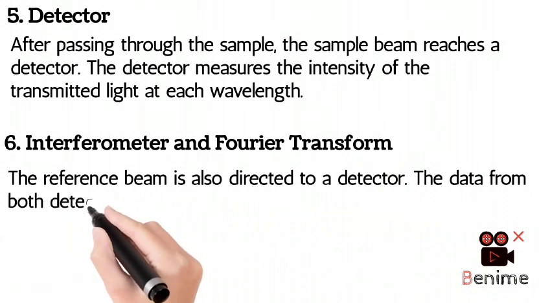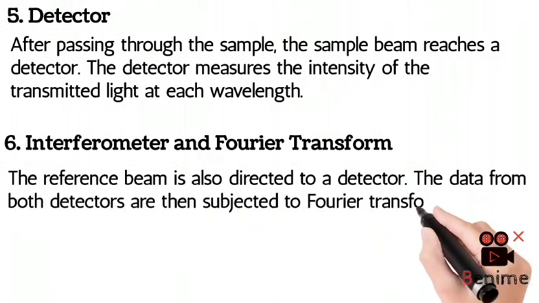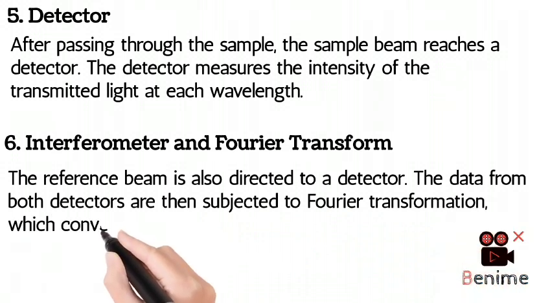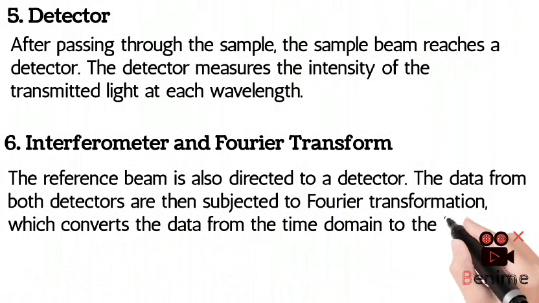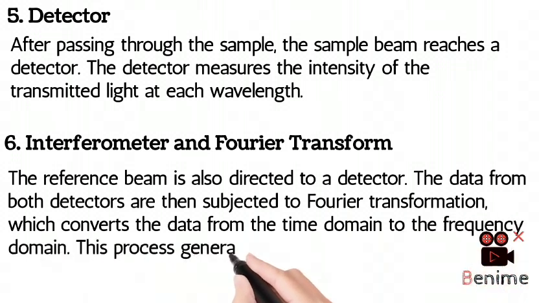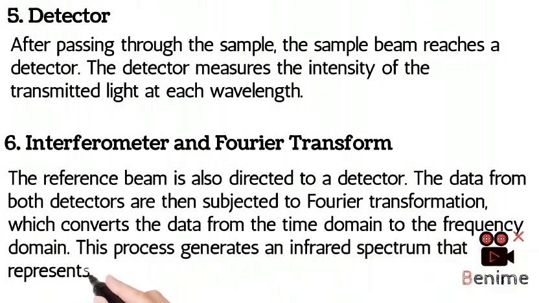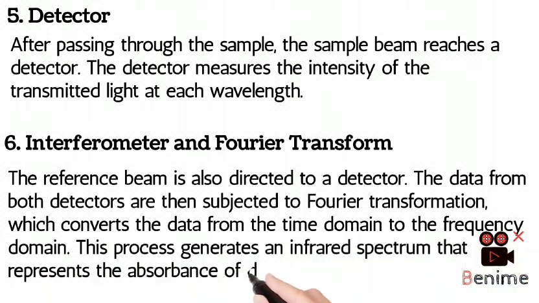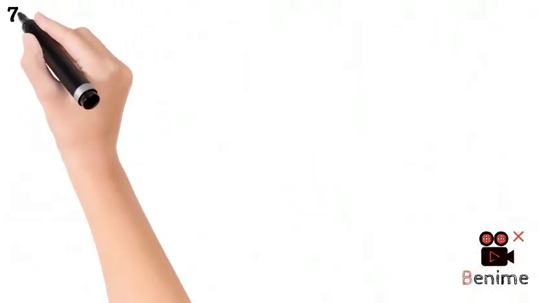The data from both detectors are then subjected to Fourier transformation, which converts the data from the time domain to the frequency domain. This process generates an infrared spectrum that represents the absorbance at different wavelengths.